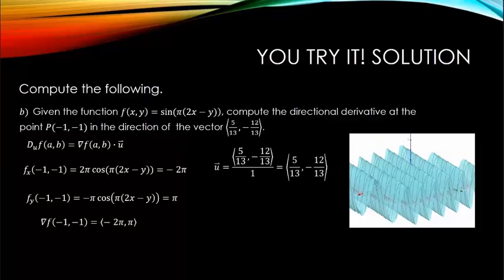My vector is actually a unit vector, so that my vector has the components 5 over 13 and -12 over 13. This means that my directional derivative of f at -1, -1 becomes -10 pi over 13 minus 12 pi over 13, which reduces to -22 pi over 13.